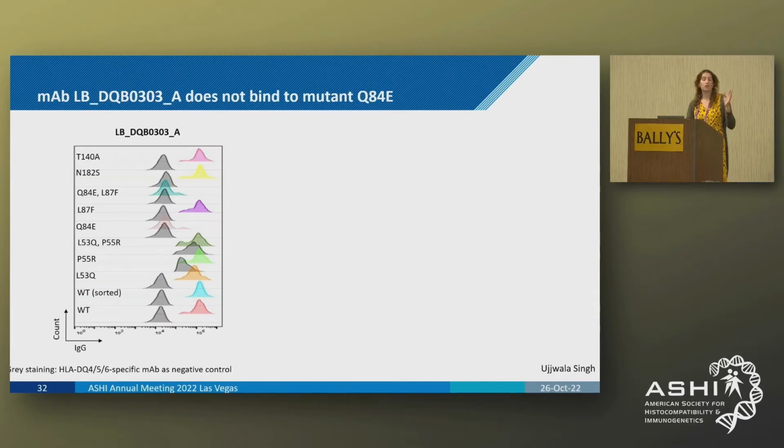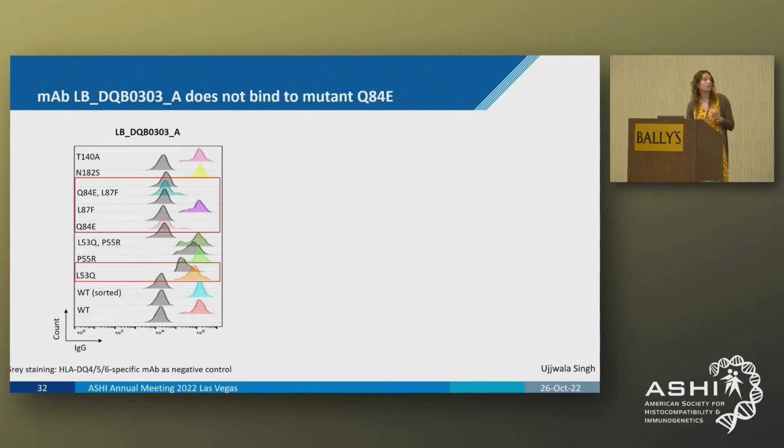So here again we see in gray the negative control and in colors all the different mutants. So this is the binding profile of this other DQ3 specific antibody. And here we look at positions 84, 87, and also 53. If we start down, we see that position 53, this mutation does not lead to any cease of binding, so there's still binding here.